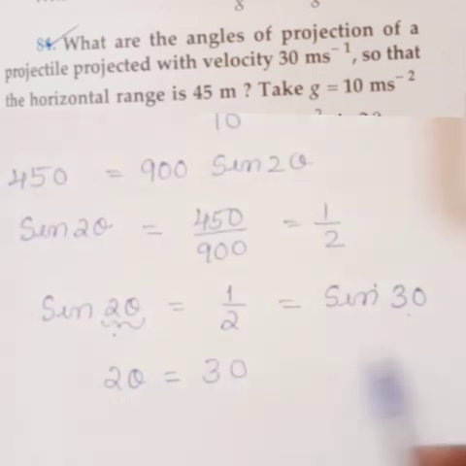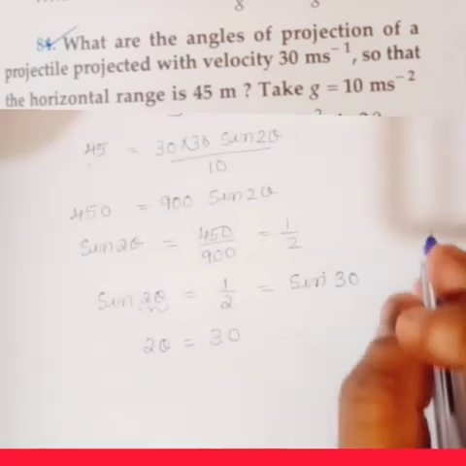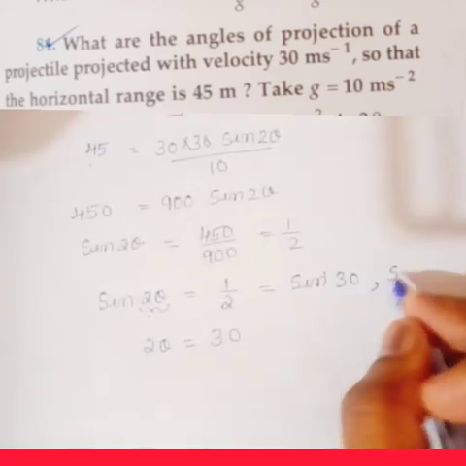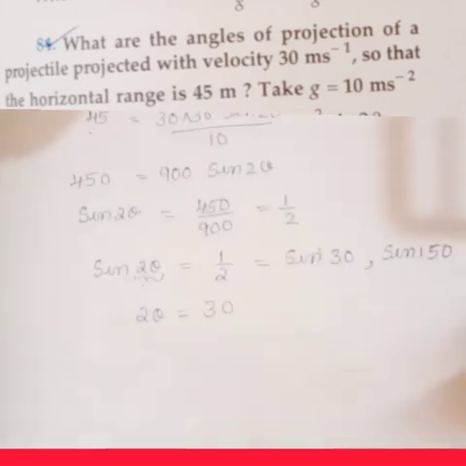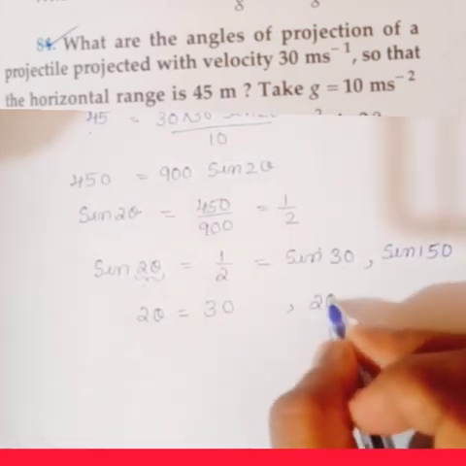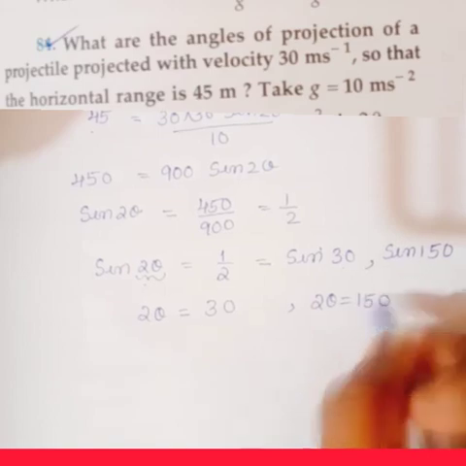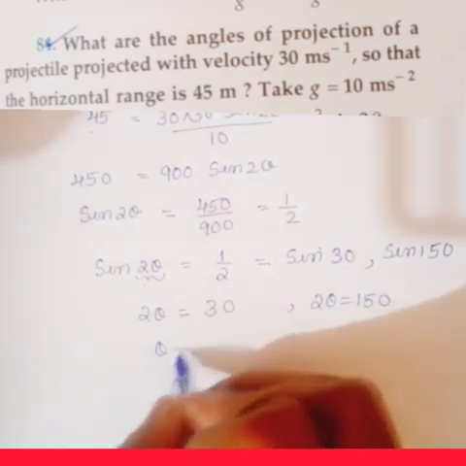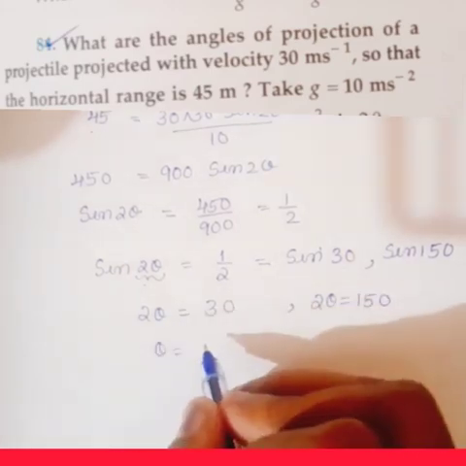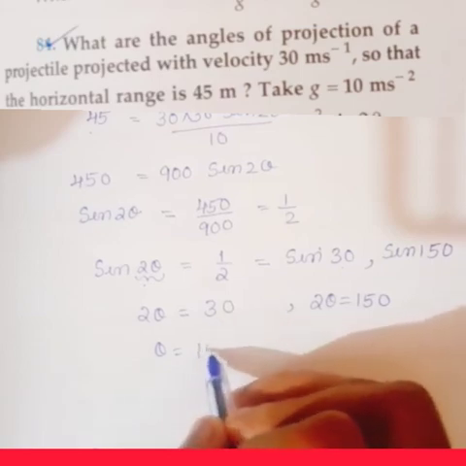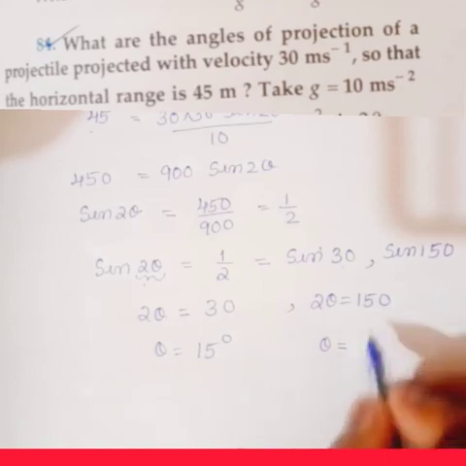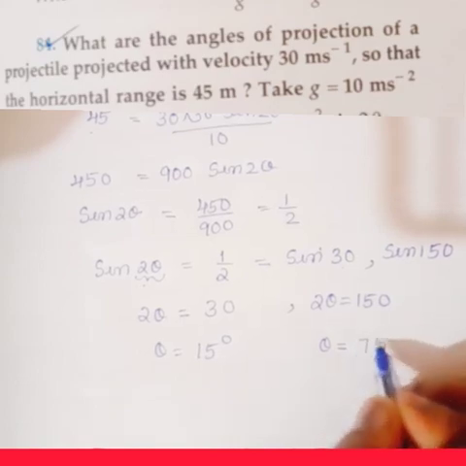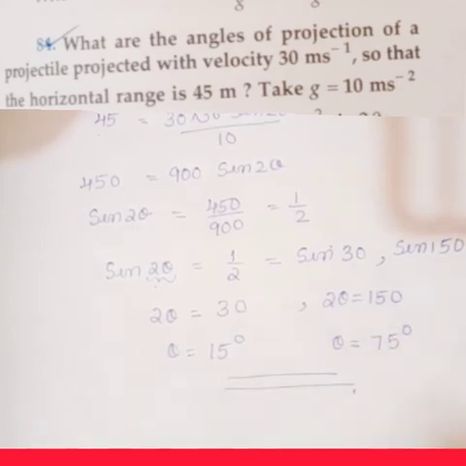Okay, and also you get the answer 1 by 2 for sin 150. Sin 150 is also 1 by 2. So 2 theta is equal to 150. Then from this equation theta is equal to 30 by 2, that is 15 degree, or theta is equal to 150 by 2, that is 75 degree. So this is the answer. Okay.